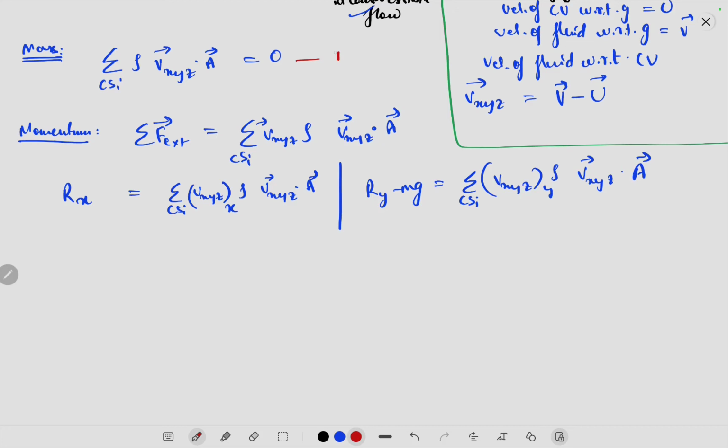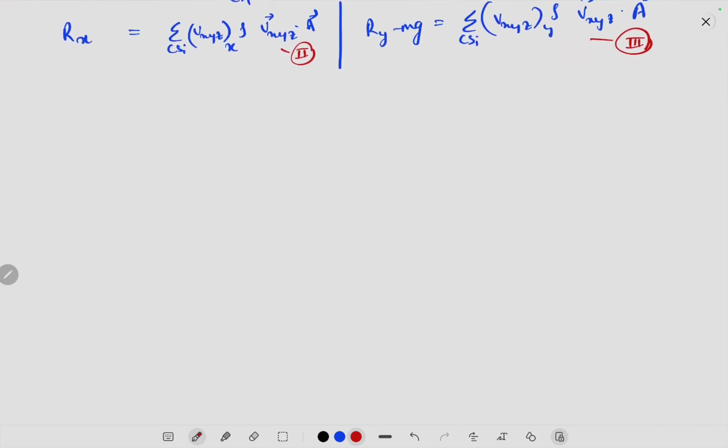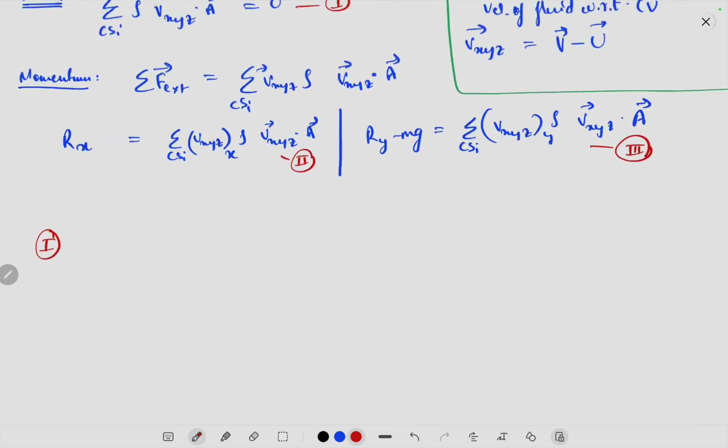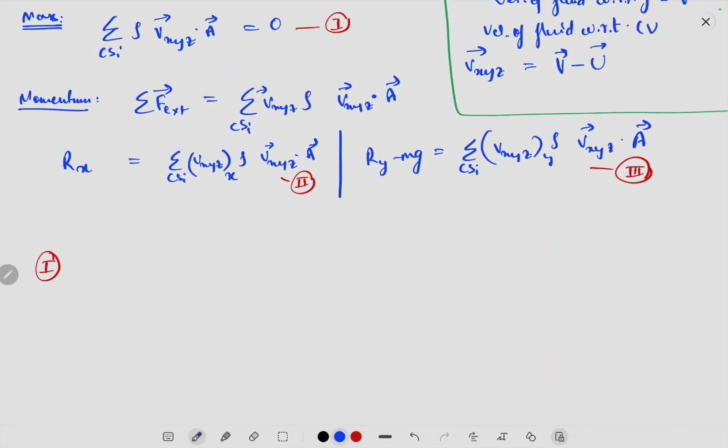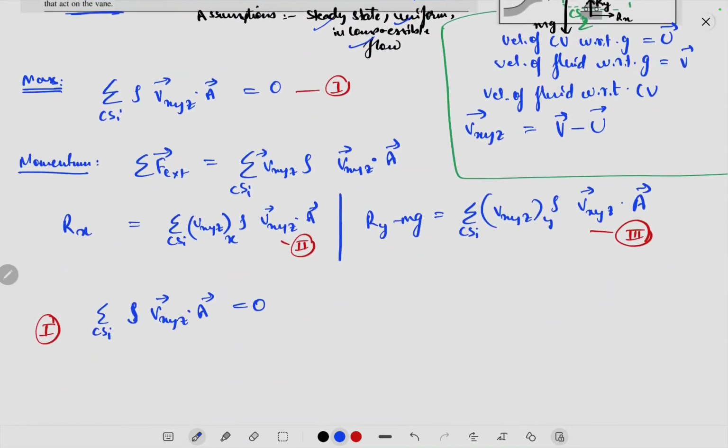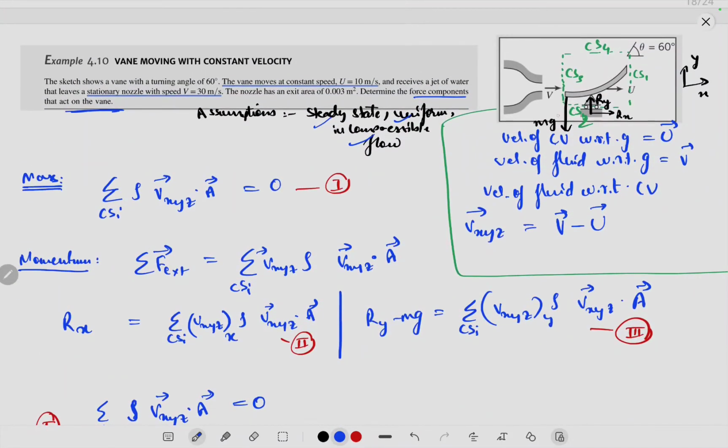Let's mark these as 1, 2, and 3. Now let's first consider term 1, which is summation over CSi of rho Vxyz dot A equal to 0. Now let's see the control surfaces. These are my control surfaces, CS1, CS2, CS3, and CS4. The fluid flow would be something like this.